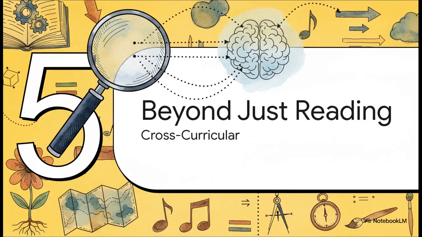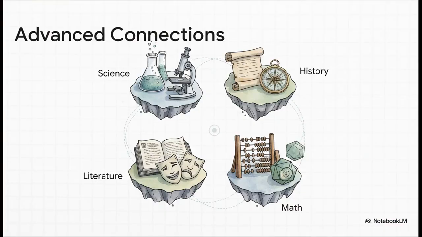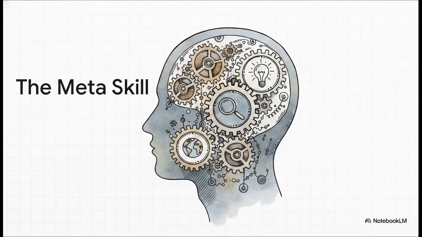Finally, Section 5, beyond just reading, cross-curricular. Because look, mastering cause and effect goes way beyond just passing a reading comprehension test. This single concept literally explodes into every other academic subject you'll ever study. In a science experiment, you're manipulating a variable, that's the cause, to observe the result, the effect. In history, you're studying the massive events that triggered wars and economic shifts. In literature, it's all about character motivation. Even in math, it's decoding the hidden logic of word problems. It's everywhere.